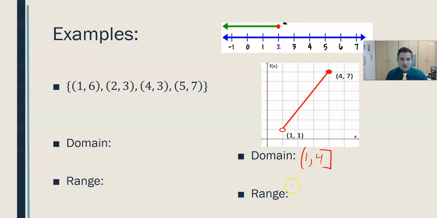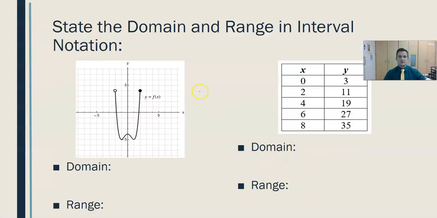The range, I'm not going to drag that line across again, but the range would be from 1 to 7. If I was going vertically from the bottom up, I'd go from 1 all the way to 7, with 1 not being included and 7 being included. So that's how I would write the domain and range of this function. Domain is all the x values, range is all the y values.